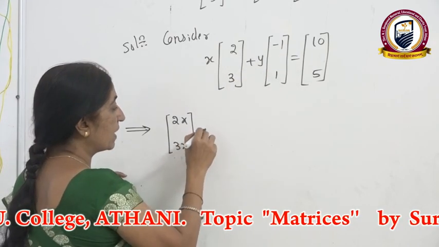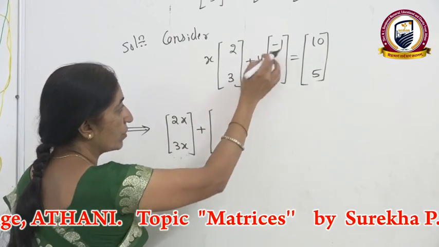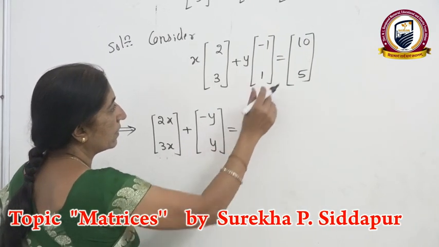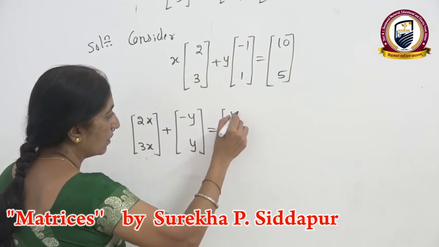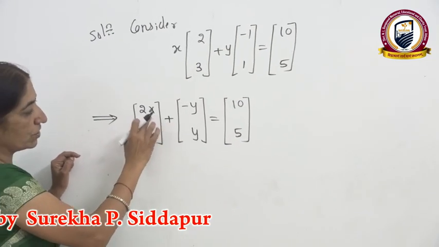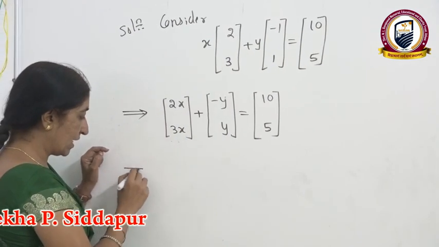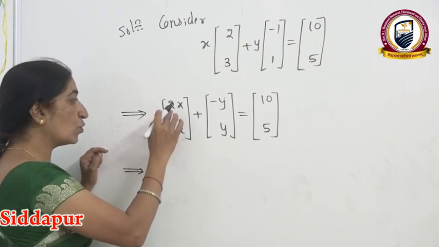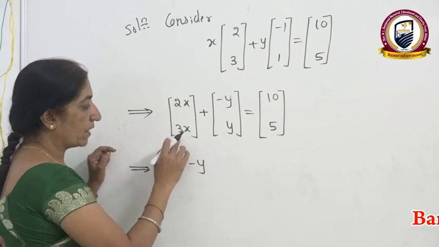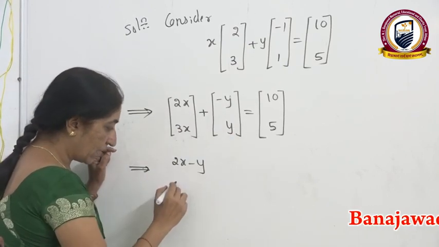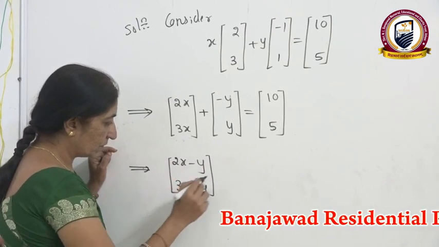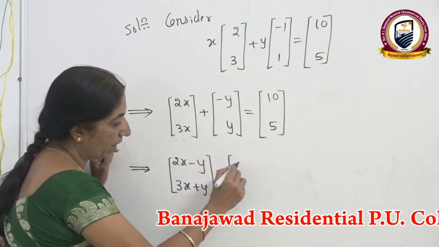Here it is multiplied with y. Outside we have y. And the next as it is. Then what are you doing in the next one? In the next step, it is addition. We are adding the corresponding elements. That is 2x plus into minus is minus. Next, 3x plus y. Here the right side keep as it is.